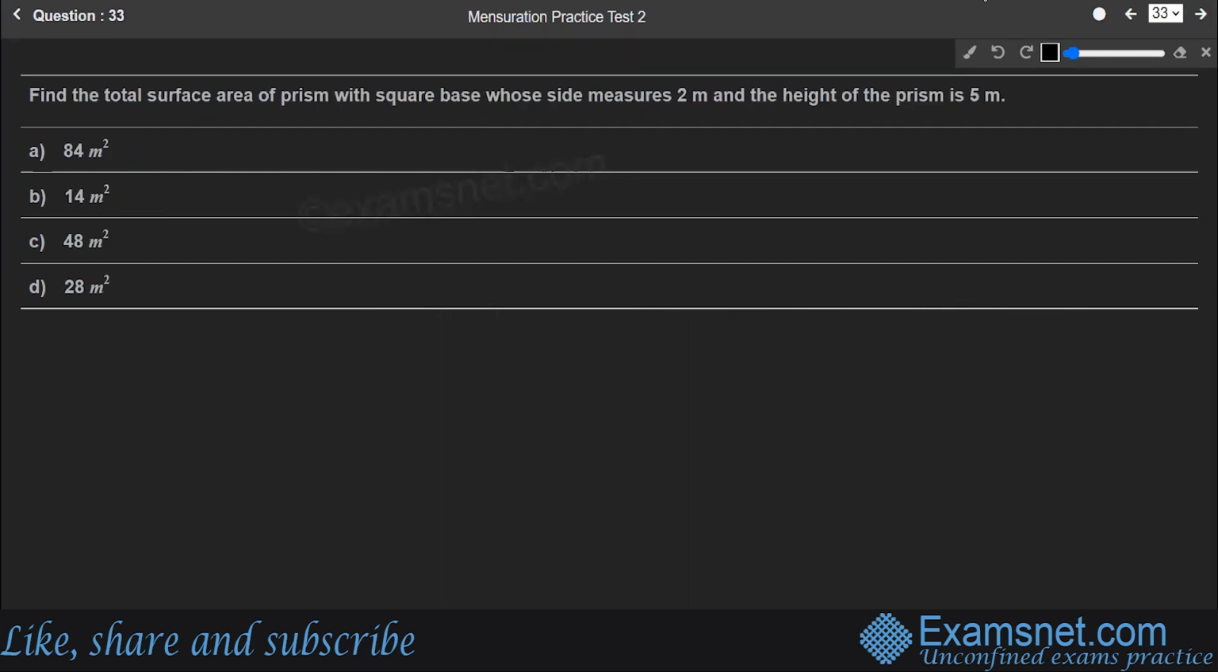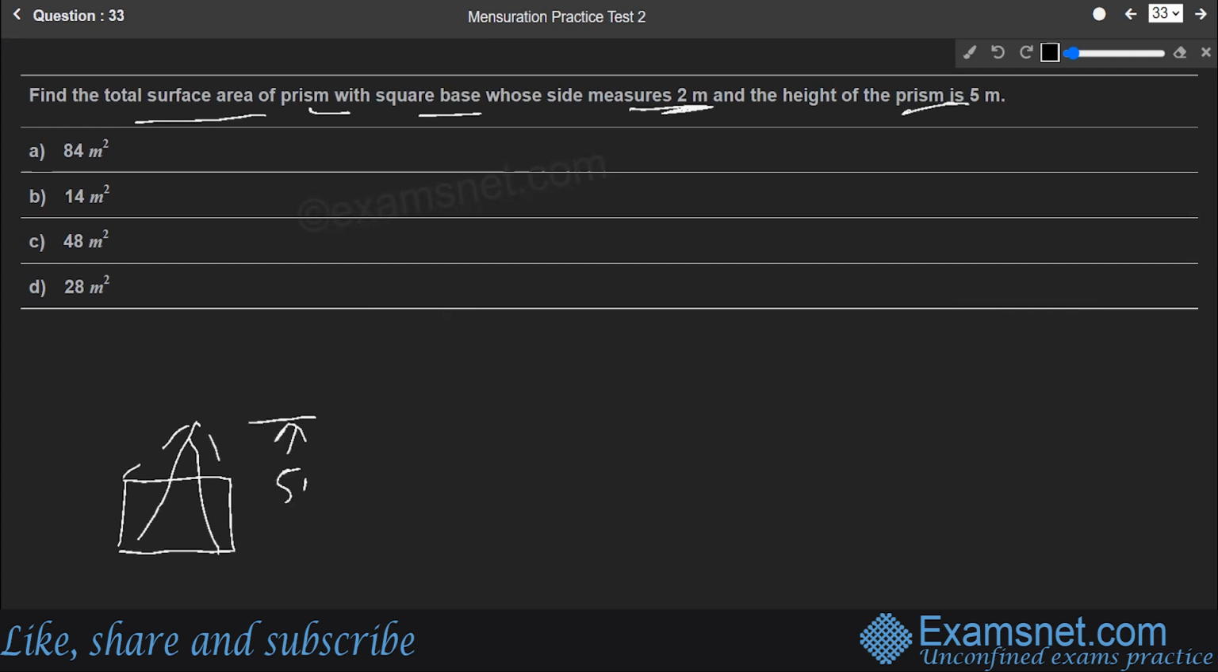Now he says find the total surface area of a prism with a square base. So we have got a prism whose base is square. So this is how the prism would have been. We have got a prism whose base is a square and whose side measures 2 meter and the height of the prism is 5. So we can say this particular height is 5 meter and the side of the square base is 2 meter. So we need to find out the total surface area.